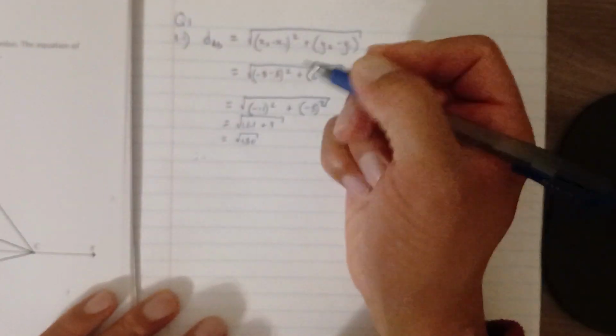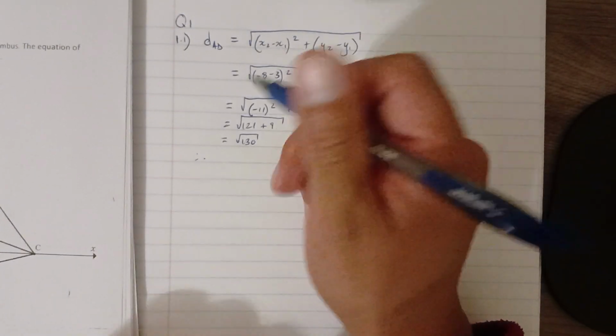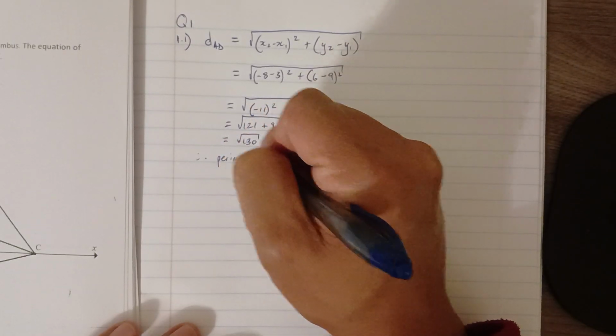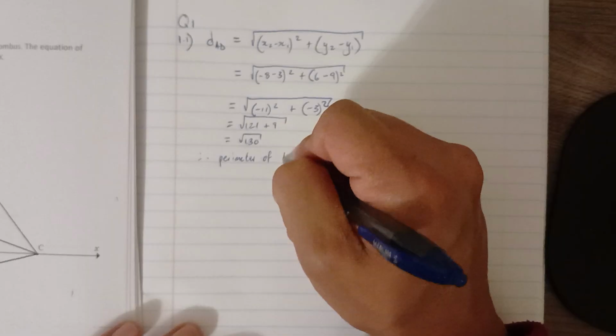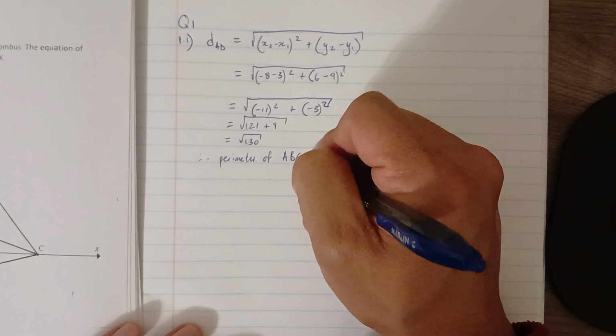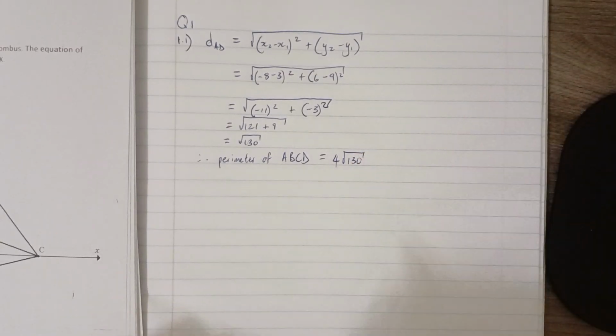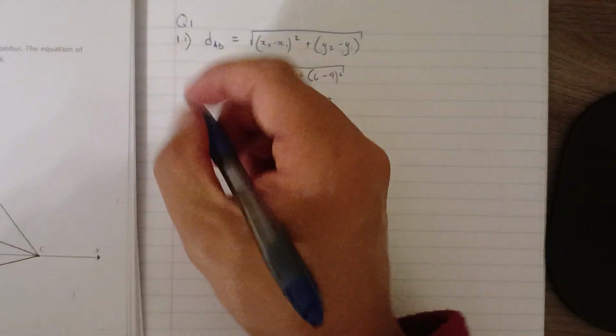So we can say therefore the perimeter of ABCD is equal to 4 times root of 130. Okay, 1.2.